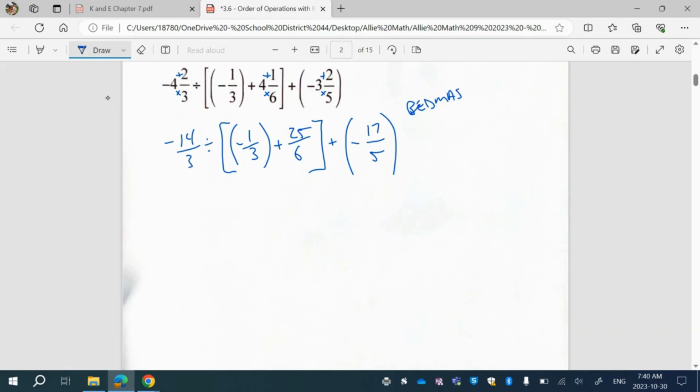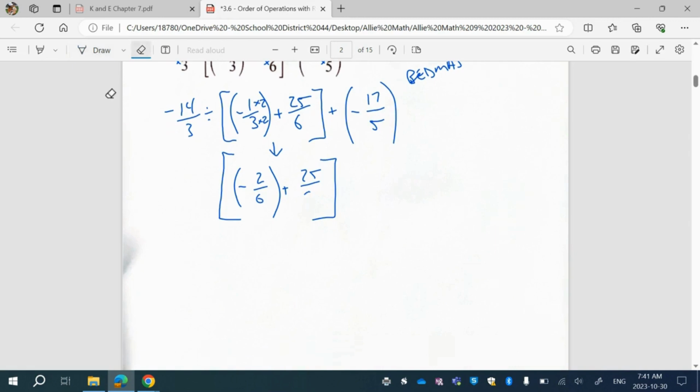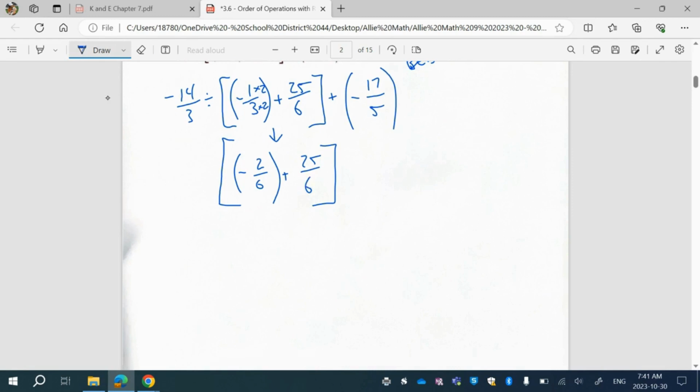And what we have is addition inside there, which means we need the same number on the bottom. So in order to make 3 into 6, let's times the top and the bottom by 2. So I'm just going to rewrite this part right here. So we would end up with negative 2 over 6 plus 25 over 6. And now we can do negative 2 plus 25 is going to give us 23 over 6.